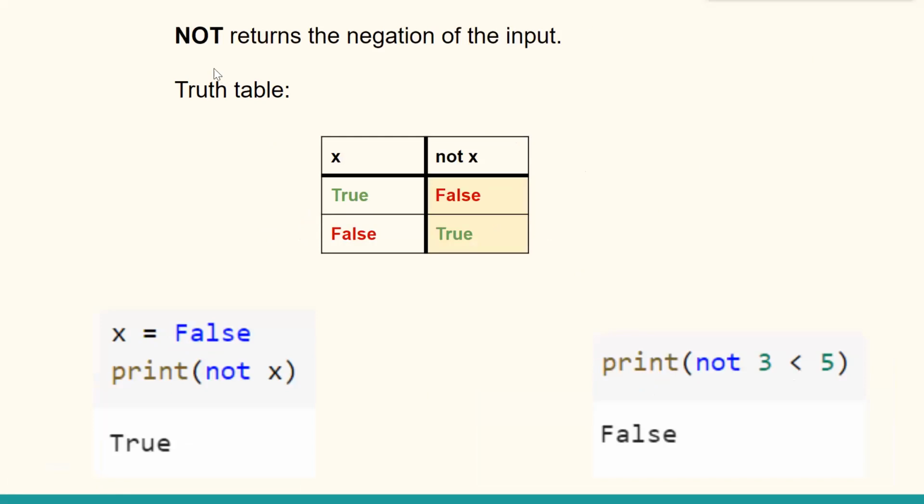And this is for not. Not returns the negation of the input. As you can see, if something is not false, it means true, the output will be true. If something is not true, because here 3 is clearly less than 5, so it's true, not true, we will get output false.